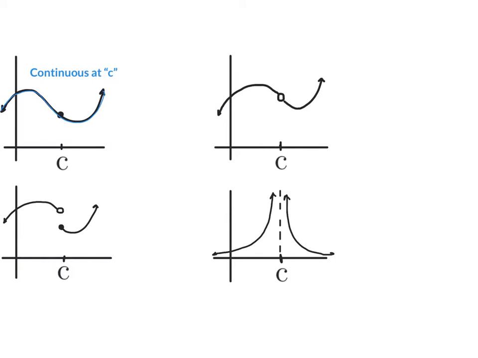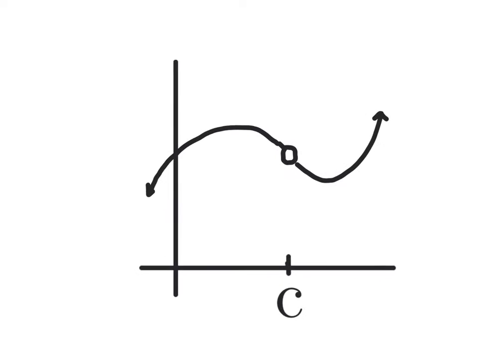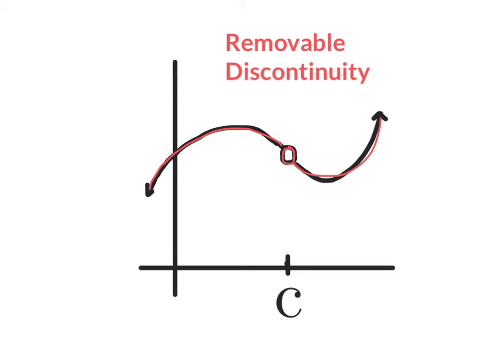Now, if we move on to the next function over here, it's obvious that as we draw this curve, we will have to pick up our pencil to get over this hole and continue drawing our function. Because there's a hole in here, this is not continuous at c. And we call this type of discontinuity a removable discontinuity because we removed one single point from the curve. Since that point was removed, it's not continuous anymore.